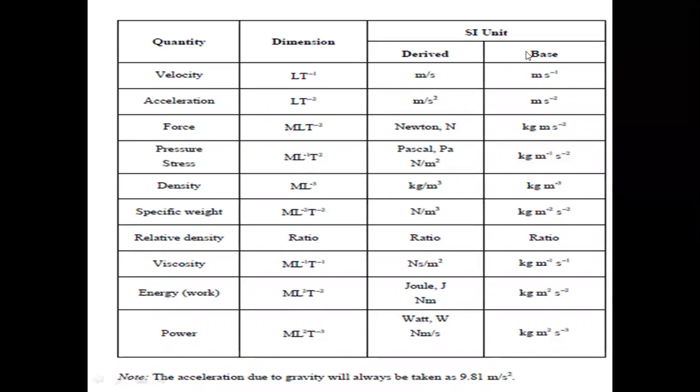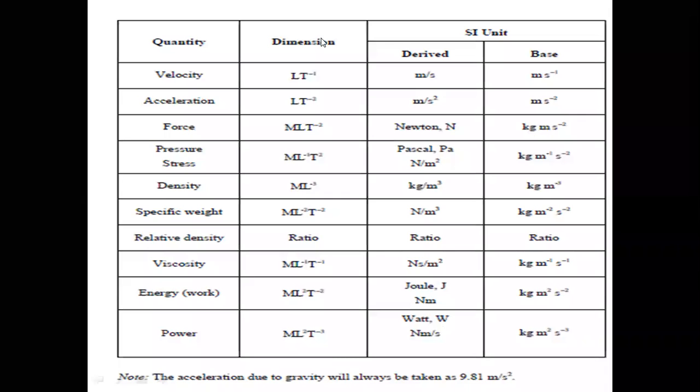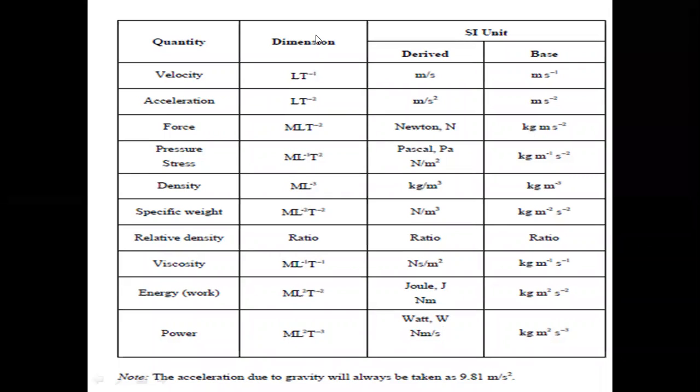Based upon the base quantities, we can write the dimensions for the quantities also, right? So these are some of the units which are used in fluid mechanics, from the fluids point of view. And generally we know what is g, small g, the acceleration due to gravity, which will always be taken as 9.81 meter per second square. So like this we have the fundamental units which are used for solving the problems.